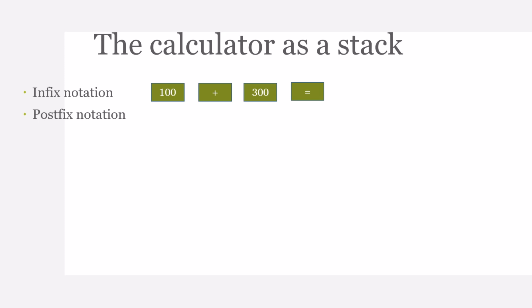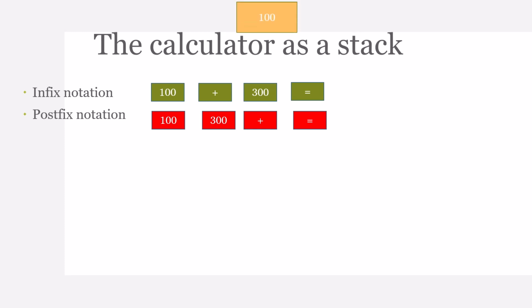The calculators today use something called infix notation. So what does that mean? We provide an operand, then the operator, another operand, press the equal to, and we get our result. But earlier, calculators used something called postfix notation. So what does that mean? So here we would provide an operand, another operand, then the operator, and then of course we would get the result.